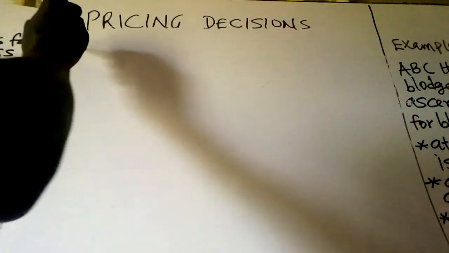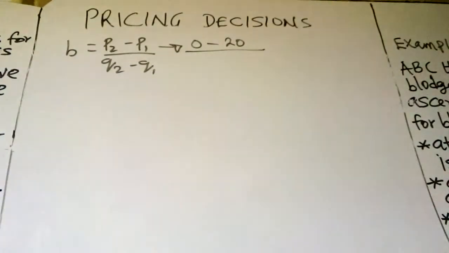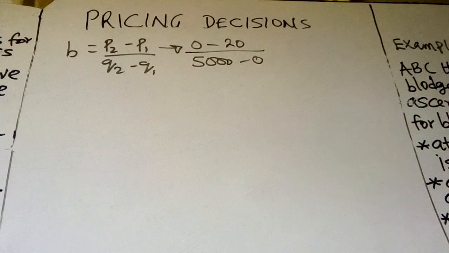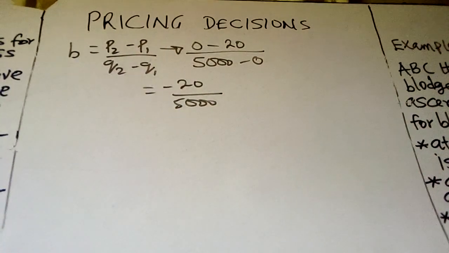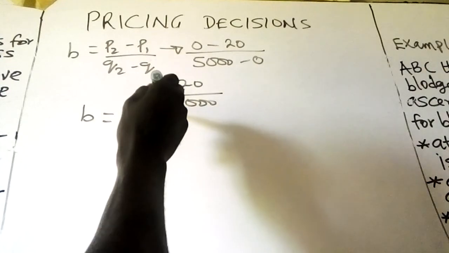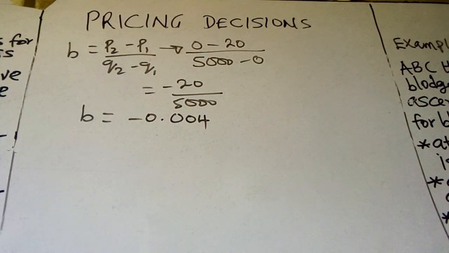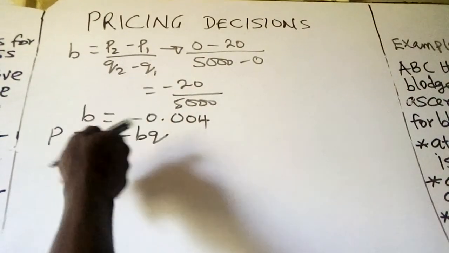So B equals P2 minus P1 over Q2 minus Q1. Our P2 is 0 minus P1, which is $20, over Q2, which is 5,000, minus Q1, which is zero as well. 0 minus 20 will be minus 20, over 5,000 minus 0, that will be 5,000. You now divide. Therefore, the value of B is minus 20 divided by 5,000, which gives us minus 0.004. You go back to the price function. Remember our price function: P equals A minus BQ. You have got the value of B.